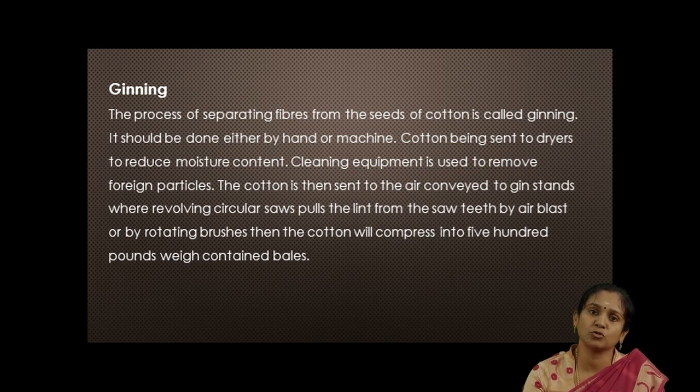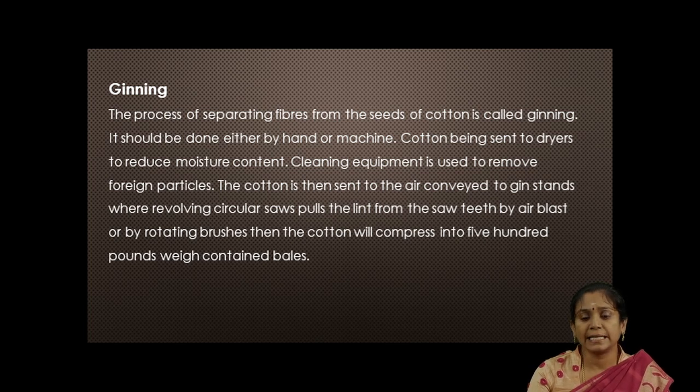Cotton is sent to dryers to reduce the moisture content, and then cleaning equipment is used to remove the foreign particles. The cotton is then conveyed to the gin stands, where revolving circular saws pull the lint off the saw teeth by air blast. By rotating brushes, the fine cotton is collected, and then the seeds are separated and collected as trash.